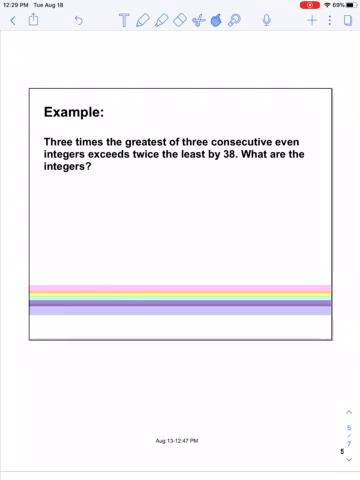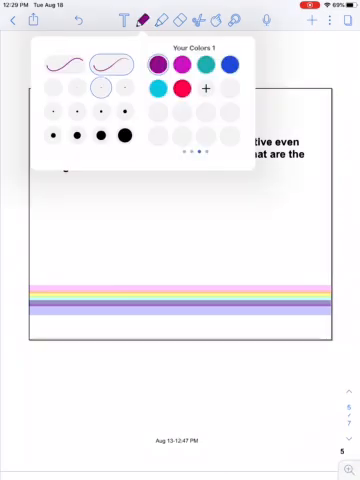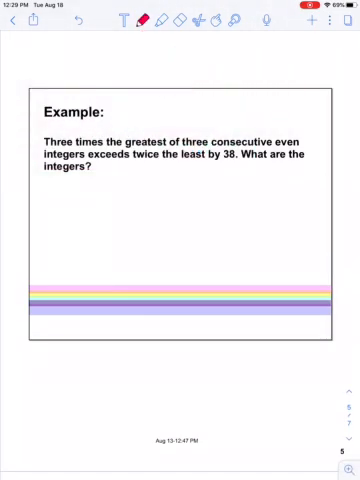All right, 3 times the greatest. This is tricky. The greatest of 3 consecutive even integers exceeds twice the least by 38. What are the integers? So this kind of combines what we did a couple days ago when we were writing equations and what we're doing now. However, you have to write it first, and then we have to solve it.